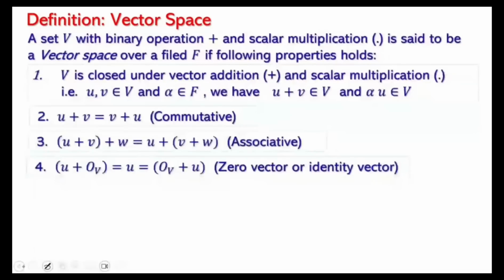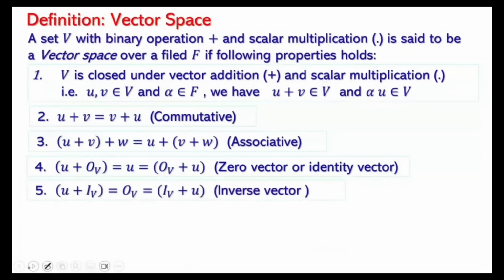Okay, let's move now to the next property, which is the inverse. For every vector v, there always exists one vector which we denote as iv, such that if you take any entry of V and add it with iv, then you will get the 0v. If such an entry exists, then this iv is known as the inverse vector of v, and this must be true for any arbitrary vector from V. This iv should exist. Then this property will be satisfied.